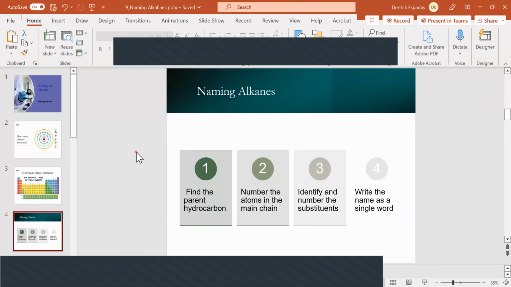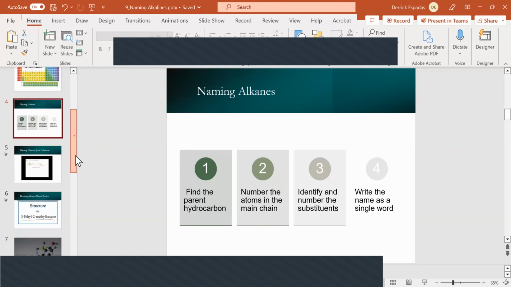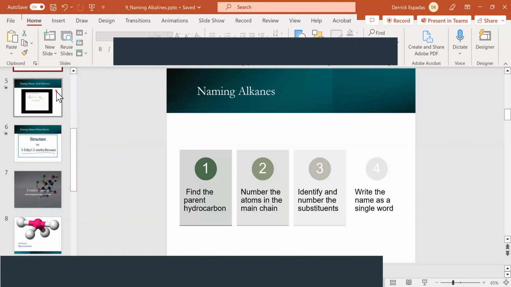The first step is to find the parent hydrocarbon, right? And then number the atoms in the chain. So we would count how many carbons go along in the chain. We identify and number the substituents, and then write the name as a single word. Now that seems very linear and easy. Trust me, it'll get more complicated.